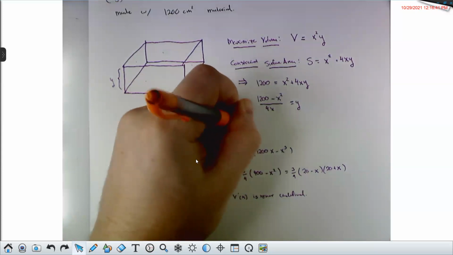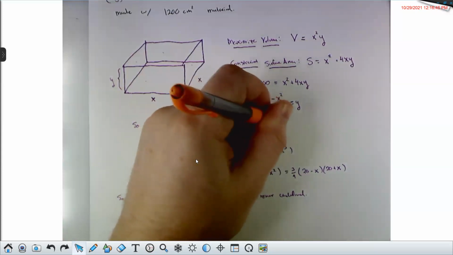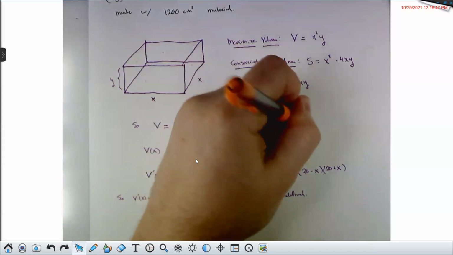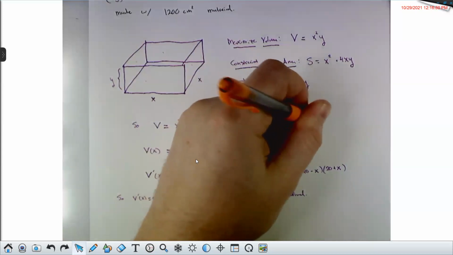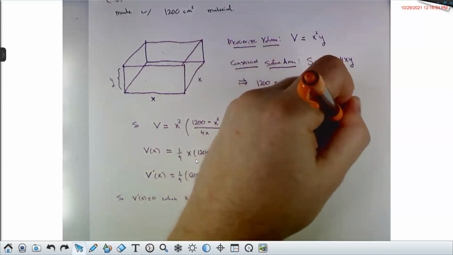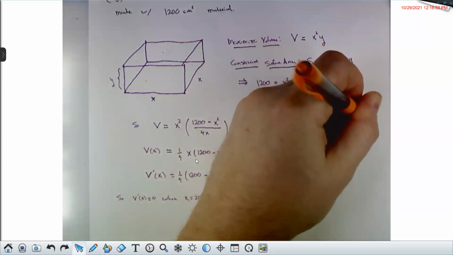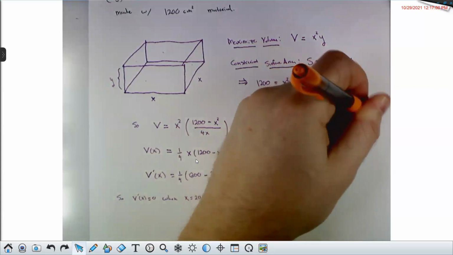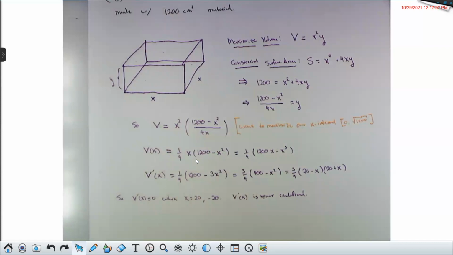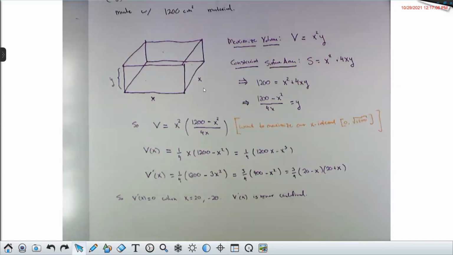We want to maximize over the x interval 0 up to the square root of 1200, just for completeness. But we really don't need this information in order to solve the problem. Because clearly at either endpoint, you're looking at a min, right? The volume would be 0 at either of those endpoints.